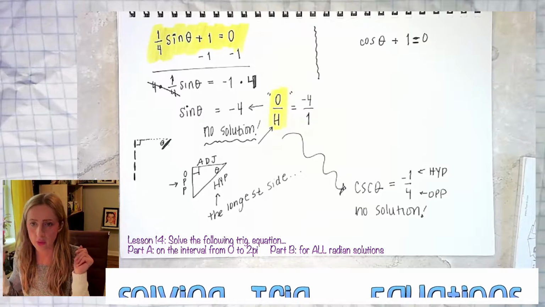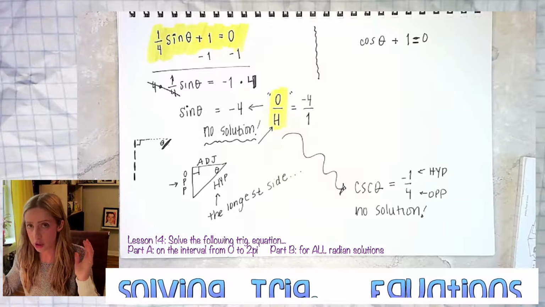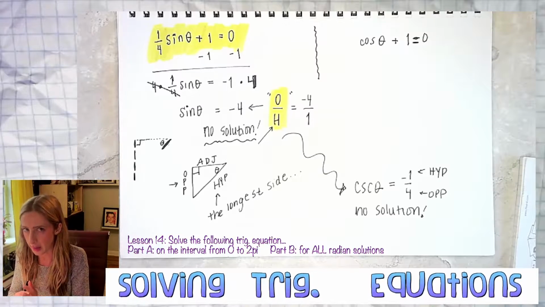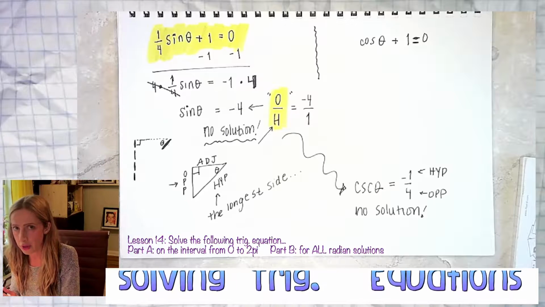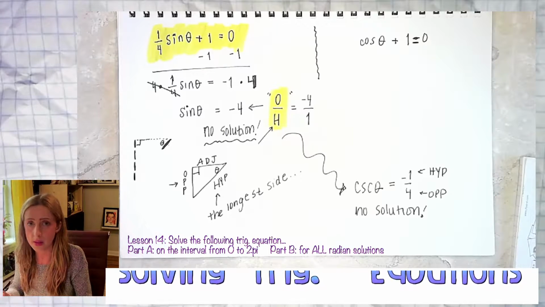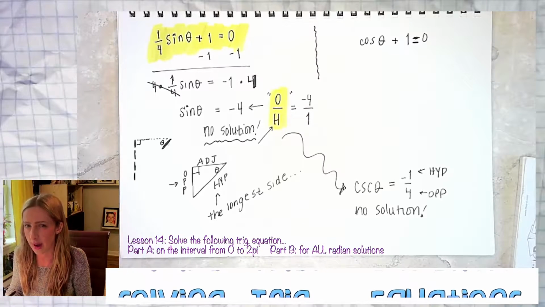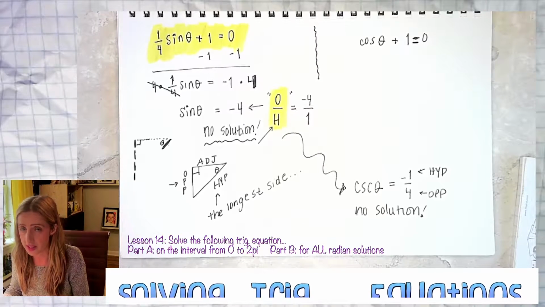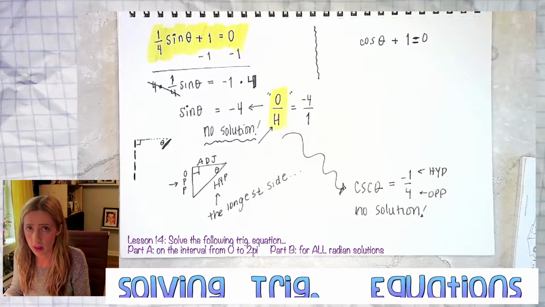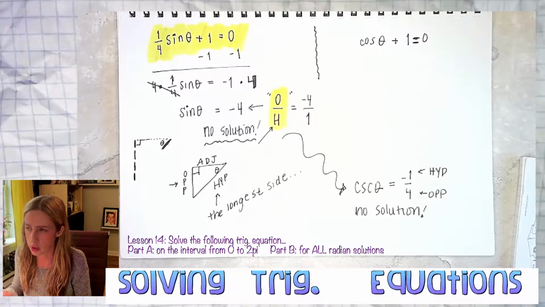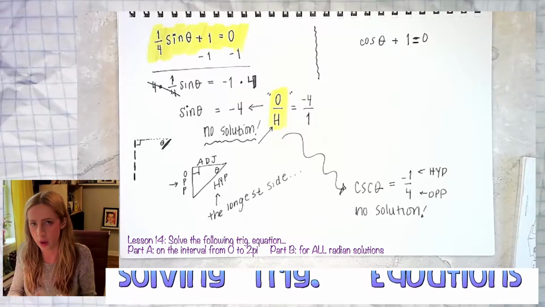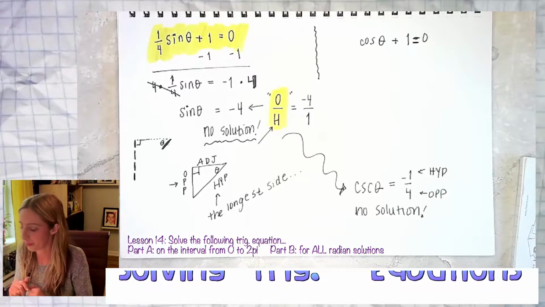Lesson 14, we're solving. So remember, if the directions are solve, we're trying to figure out theta. Do you have to use identities? Sometimes it'll help, but you don't have to all the time. Your goal is to figure out what theta is. And what does theta stand for? An angle. But we're not doing degrees, we're doing radians. So things like pi over 6, pi over 3, pi over 2, things like that.